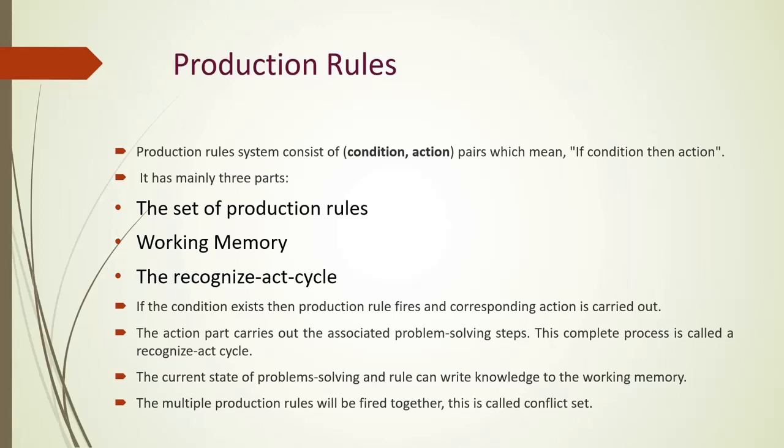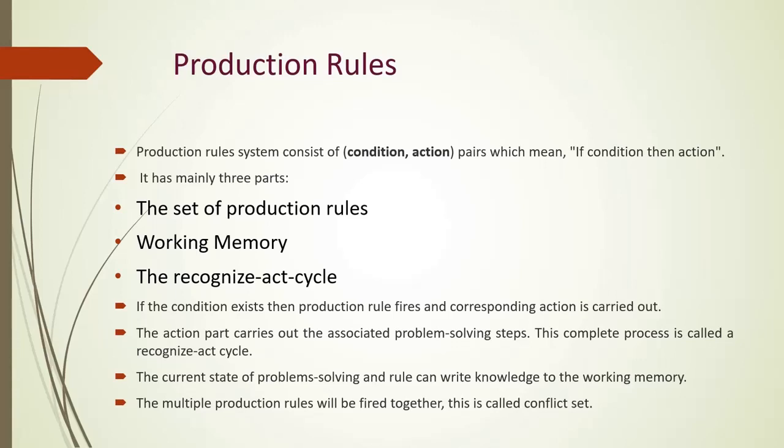This production rule system consists of some conditions and also some actions, which are considered as pairs, and it also means if condition, then action. So it has three main parts. The first one is the set of production rules. The second one is working memory. And the third one is the recognize-act cycle.